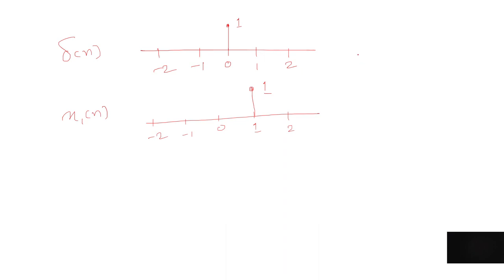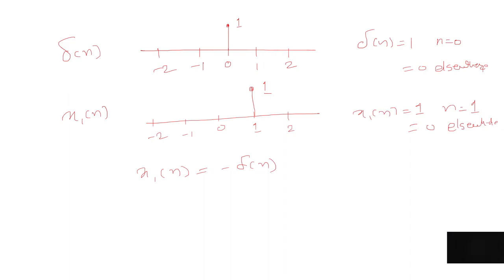Okay, let me draw the del of n for you. At 0 it will be 1. Let me draw x1 of n for you. It will be 1 at this one. So del of n is equal to 1 at n is equal to 0, and it is 0 elsewhere. x1 of n is equal to 1 at n is equal to 1 and it is equal to 0 elsewhere. So can I write x1 of n is equal to minus del of n? Can I do this?